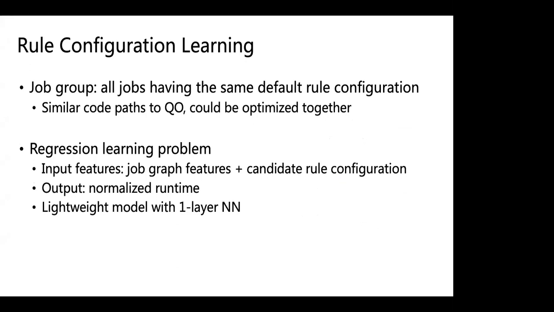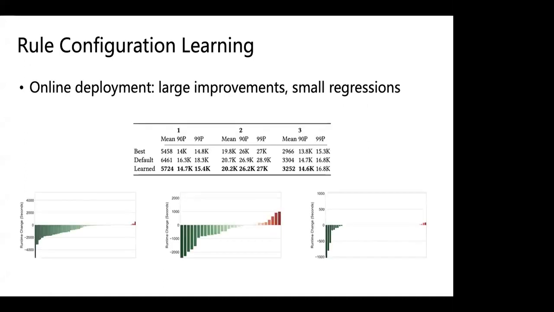Well, for each group, they just share a similar code path in QU, so they could be optimized together. Then we're using just a simple regression model with the input features of the job graph and the output being the normalized running time, with just a lightweight model with one layer of neural network to train this model. We can see that with online deployment, we can learn how to tune the rule sets, and there are large improvements and small regressions.